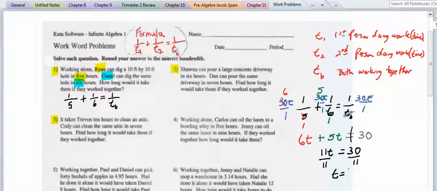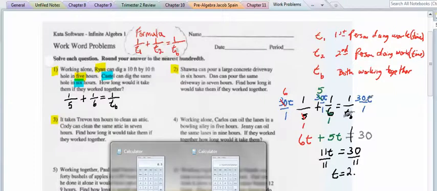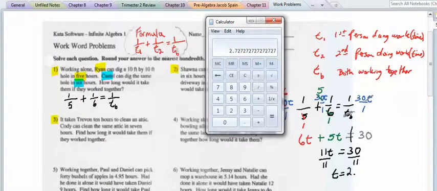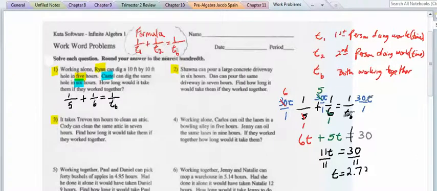2 point 727272, so we're going to round it to 2.73, because it says round to the nearest hundredths. There's our tenths, there's our hundredths, and it was 7272, so that's going to make that a 73. So there's my answer. It's going to take them 2.73 hours to work together. So that's number 1.